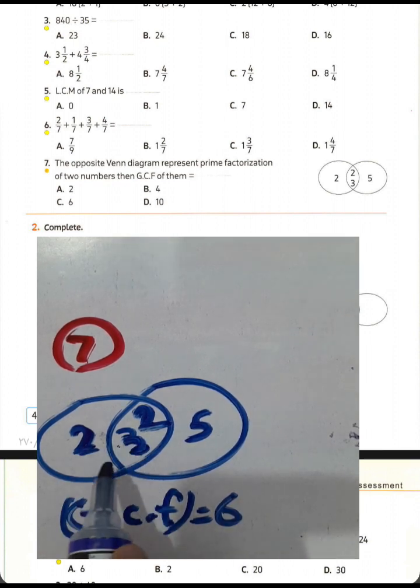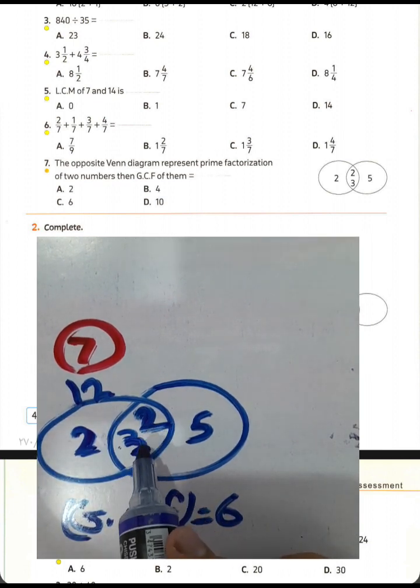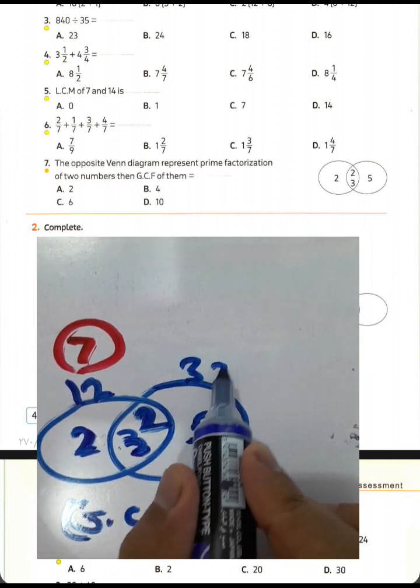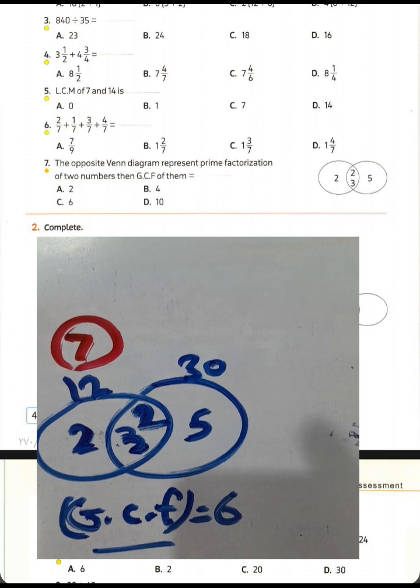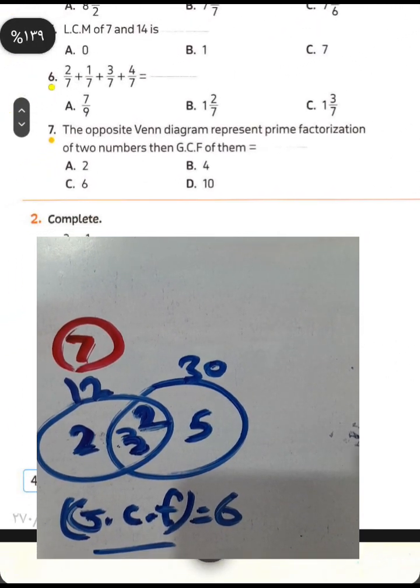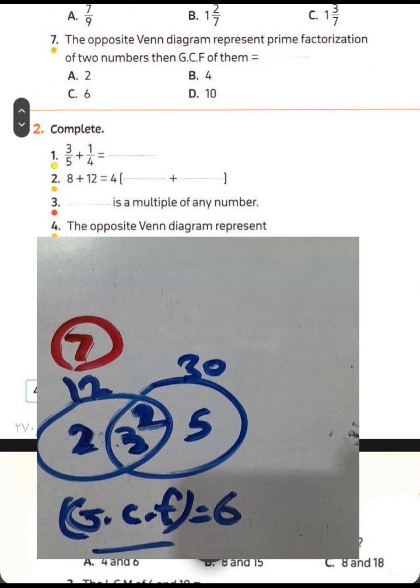We know the first number is 2 times 3 times 2. 2 times 3 equals 6. 6 times 2 equals 12. And the next number is 2 times 3, 6. 6 times 5 equals 30. Then the greatest common factor between them will be what? It will be 6. Choose which letter? Choose letter C for this example. Question number 7, choose letter C.